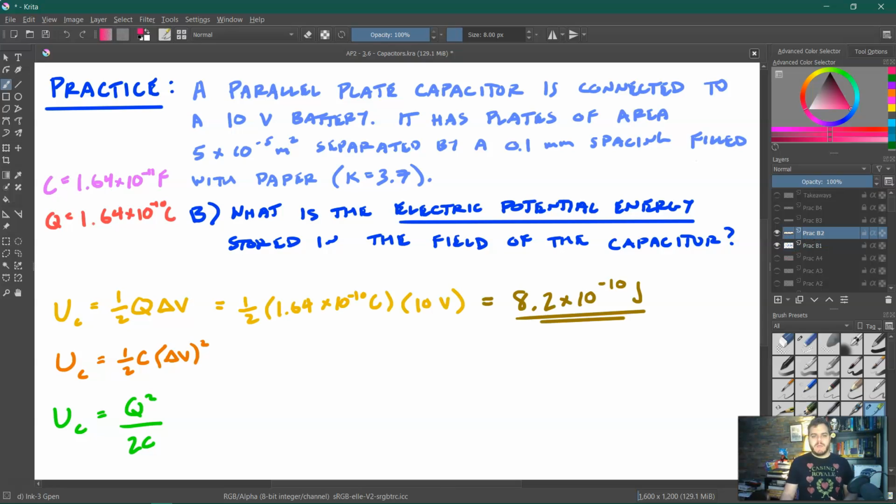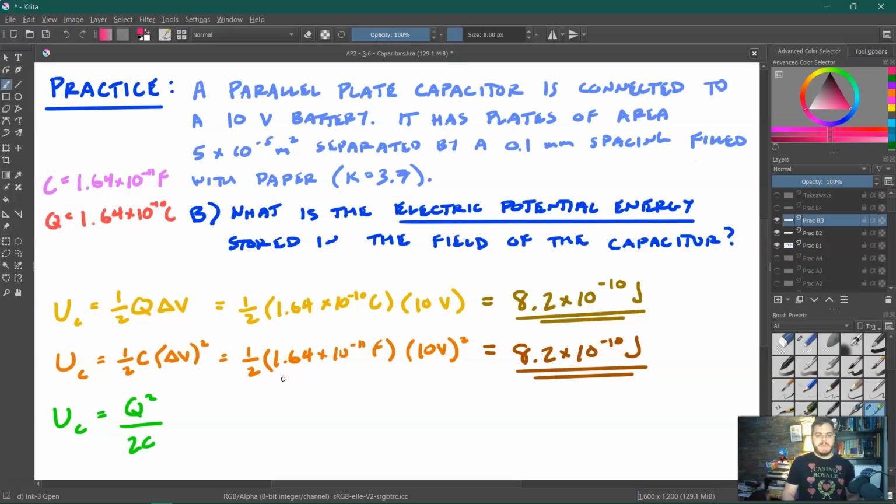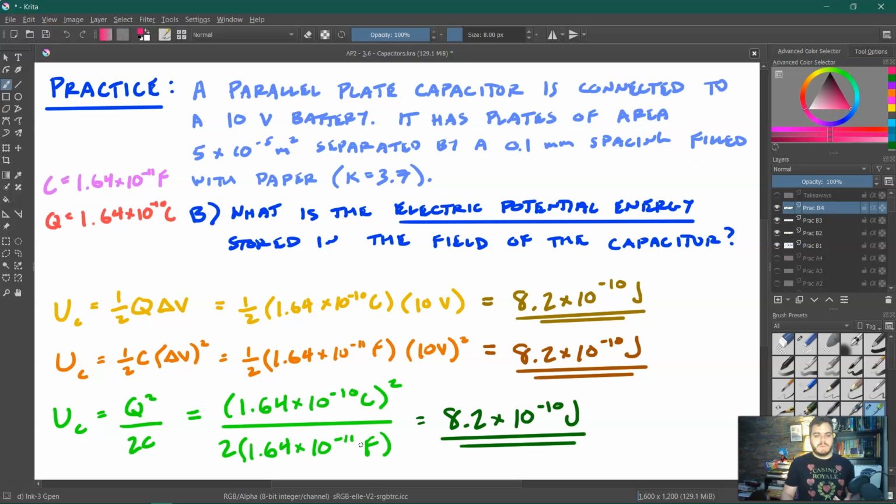So for the first one, I go ahead and just stick in my numbers, 1/2 the Q delta V, and I get 8.2 times 10 to the negative 10 joules. Okay, let's say I want to double check. I go ahead and do the second one, 1/2 times the capacitance times the voltage squared, get the same number. And then the last one, the charge squared over 2 times the capacitance, get the same number. It doesn't matter which one you use, you should always get the same value. So we get 8.2 times 10 to the negative 10 joules stored within the electric field of this capacitor.